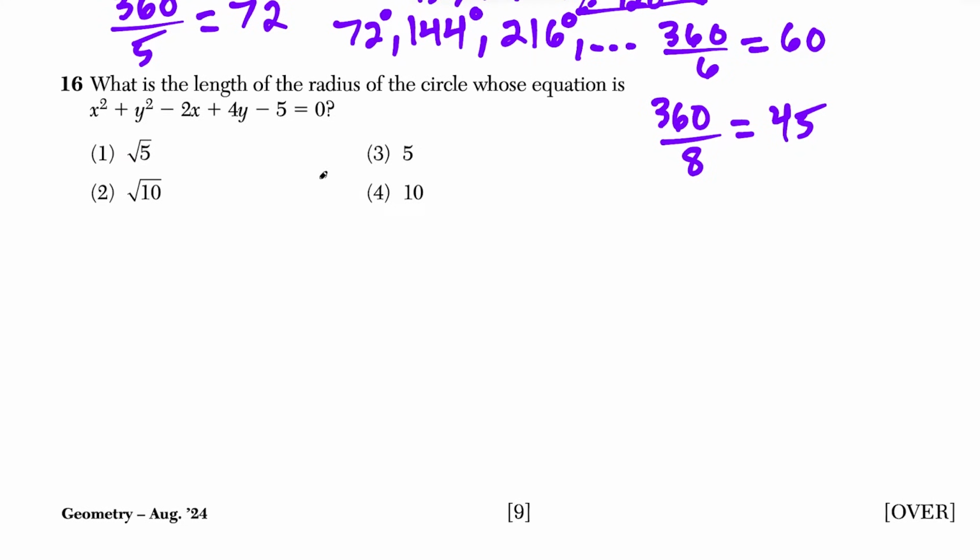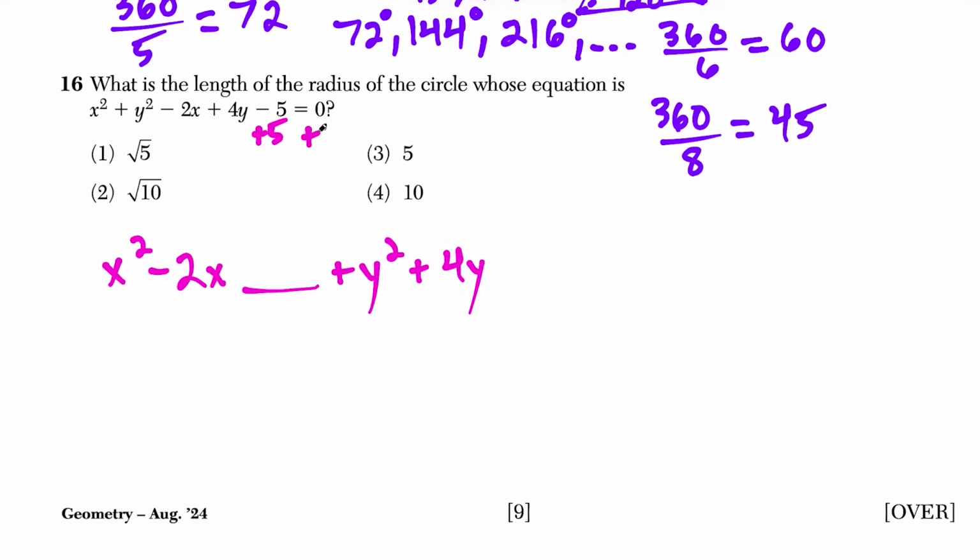Question 16, what is the length of the radius of the circle whose equation is, and we have this equation here. So for this one, what I want to do is I want to get the x terms together. So I'm going to rewrite this as x squared. I'm going to switch these two so that we have minus 2x. I'm going to leave a space, and then I'm going to write plus y squared plus 4y. And that minus 5, I'm just going to add 5 to both sides to move that constant over.